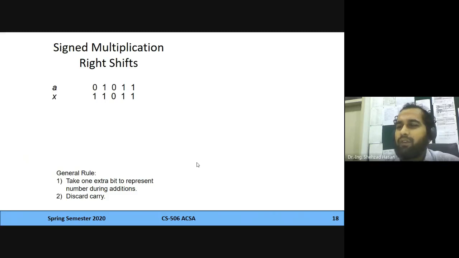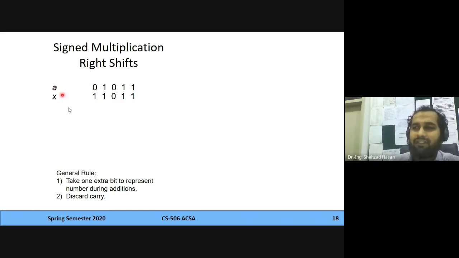So a is 0, 1, 0, 1, 1, which is a positive number. X is 1, 1, 0, 1, 1, which is a negative number, right? So a is 1, 0, 1, 1, which is 11, and what is x? We have a minus 8 over here because there are 2 ones. So we can take this as a negative 8. Minus 8 plus 3, that would be minus 5. So we are actually multiplying minus 5 with 11. So you know the answer should be minus 55. The good thing about these problems is you know the answer, and you could try to find out how to get the same answer.